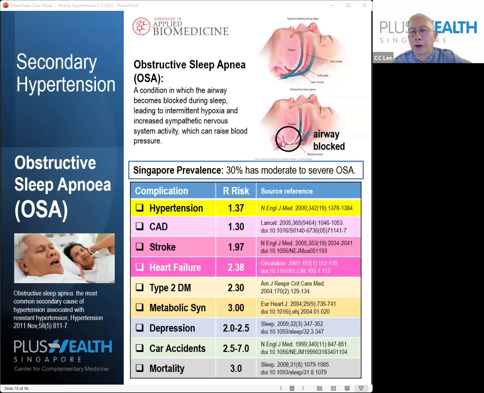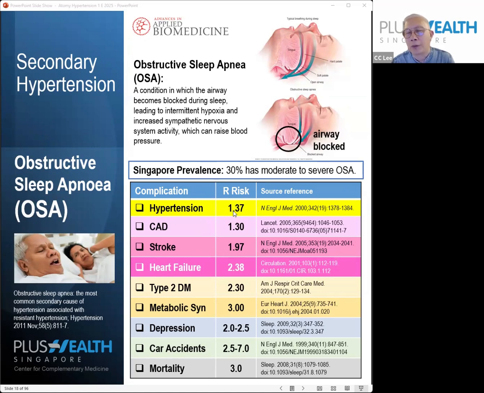So this is actually causing intermittent hypoxia, which is lack of oxygen, and over time this condition can raise your blood pressure. In fact, this is one of the single biggest causes of secondary hypertension. Now, you look at people who suffer from OSA. If you are suffering from OSA, what are your risks and complications?